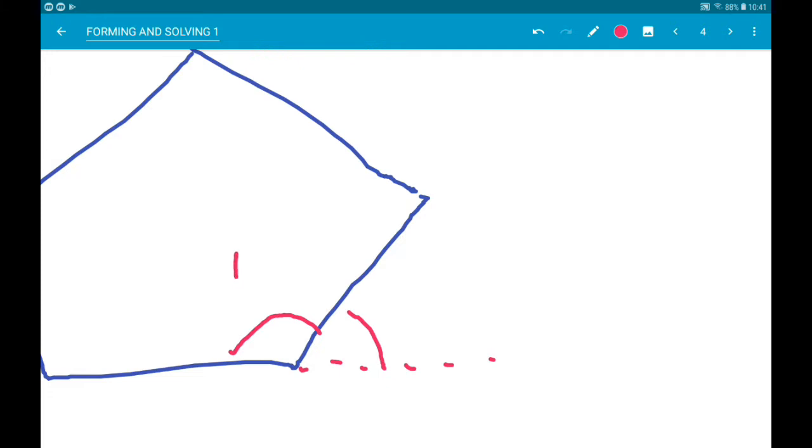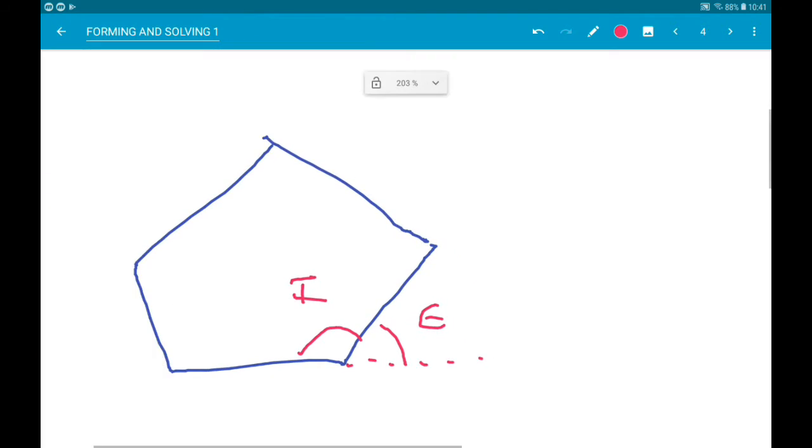So if we call them I and E, then because they lie on a straight line, interior add exterior is always equal to 180 degrees. There's also a fact about exterior angles we need to know, and that is that however many of them there are, they always add up to 360 degrees.